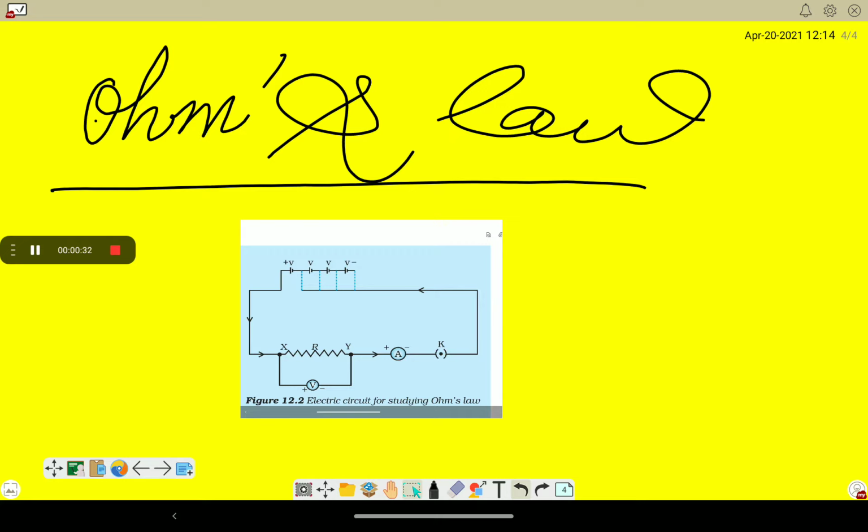Okay. We know that voltage is provided by the battery and cell in the circuit, and then current flows, which is basically flow of electrons. Okay. Before studying the main statement of Ohm's law, let's discuss this diagram. In this diagram, you can see there are 4 cells of voltage V in each. Okay. And there is a resistance R. Ammeter is connected, key is connected, voltmeter is also there.